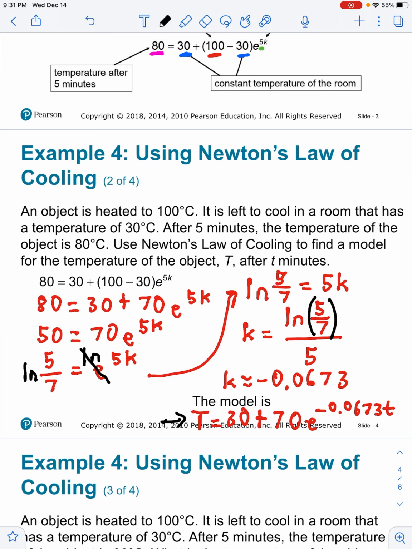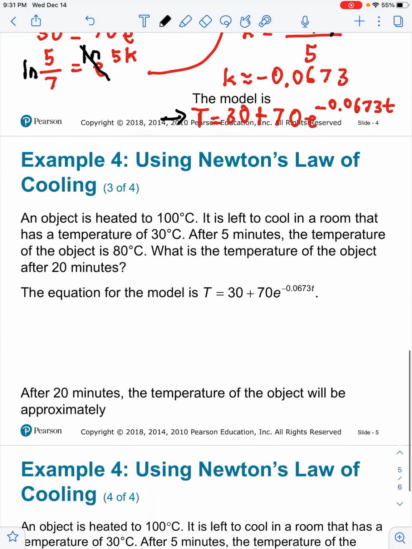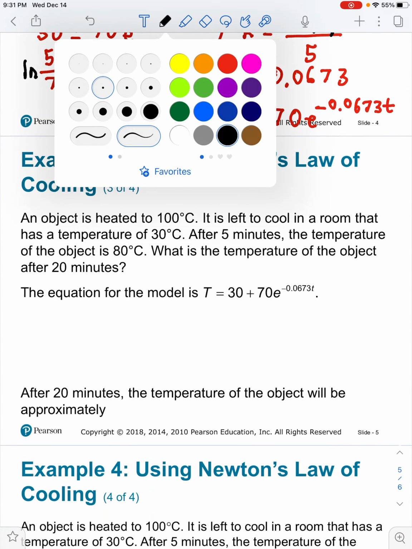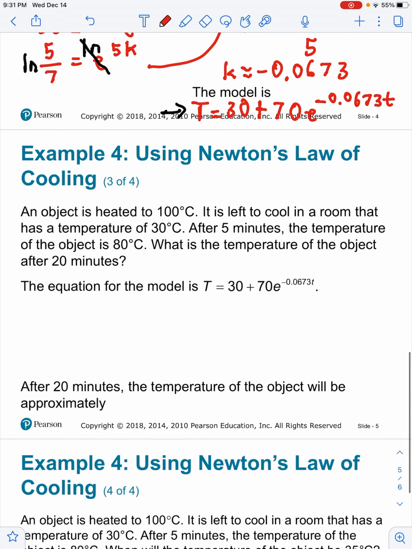So now let's see how we use this model. If we go down here, let's look at this example. It says an object is heated to 100 degrees. It is left to cool in a room that has a temperature of 30 degrees. After 5 minutes, the temperature of the object is 80 degrees. That sets the scene. It's the same scene and the same model we just found. So now we have our question right here, which is, what is the temperature of the object after 20 minutes?